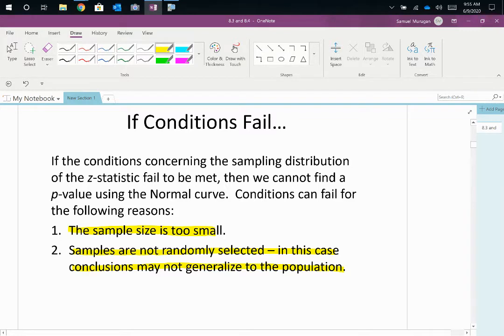For example, if you're trying to take a survey on, say, women who are pro-life, and you don't select your sample randomly, you just select women who are pro-life, then of course your conclusions may not generalize to the entire population, and your results are going to be inaccurate.